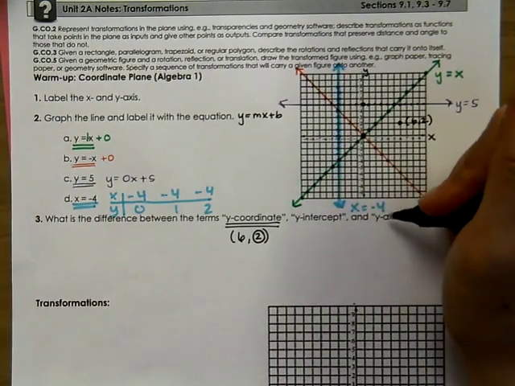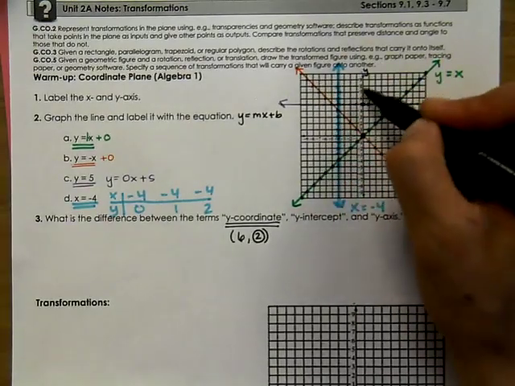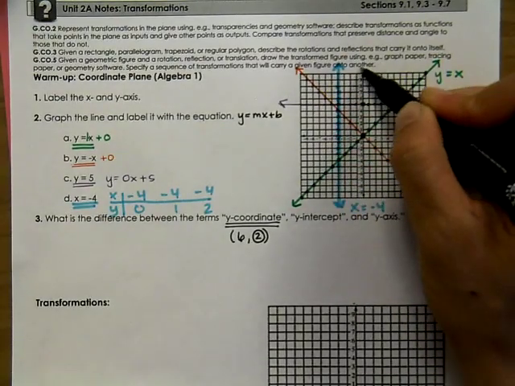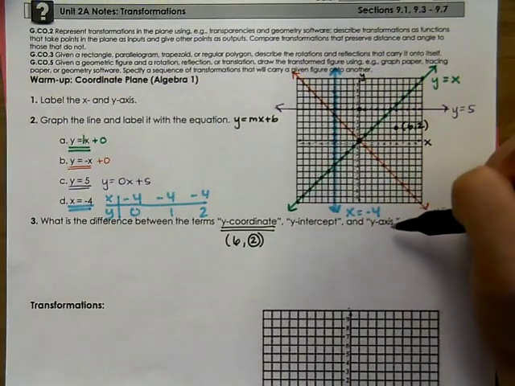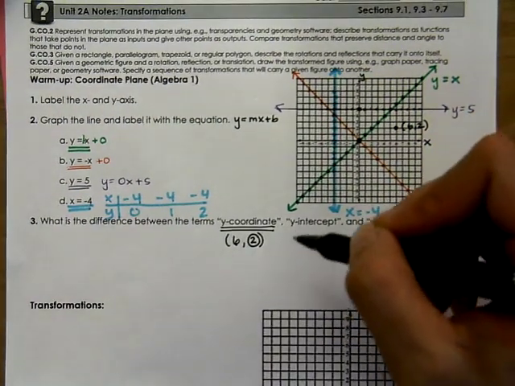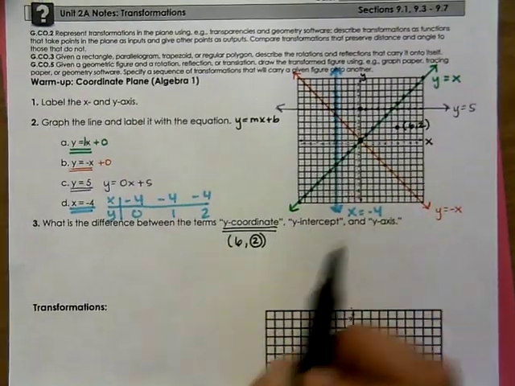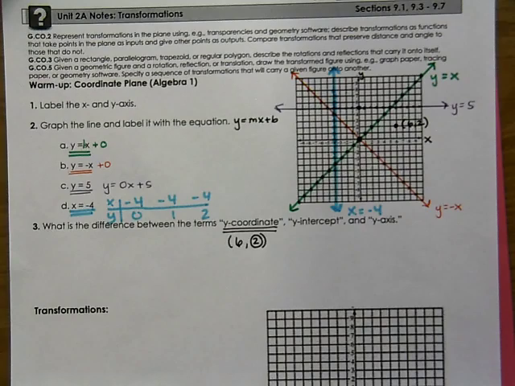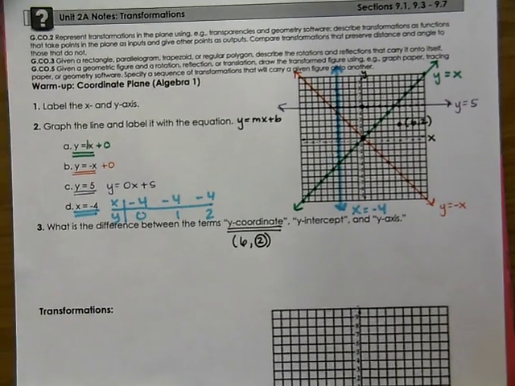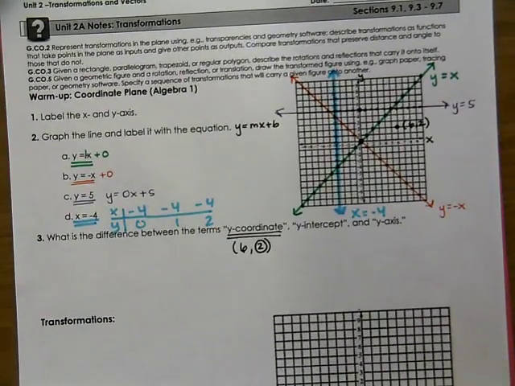And finally, the y-axis in a coordinate plane is this axis right here, the vertical axis. And so we need to understand what the y-axis is in order to understand the y-intercept. And I want to make sure we know the difference between those three vocabulary terms. That's just a real quick review of some algebra. I want to make sure we understand that so when we have conversations about the coordinate plane, we're good to go.